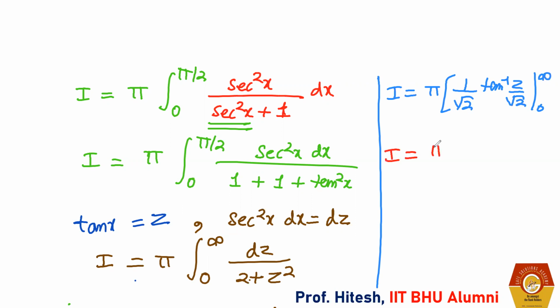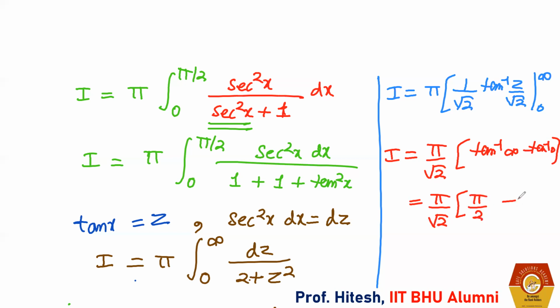So I is equal to pi upon root 2, tan inverse infinite minus tan inverse 0. So pi upon root 2, and this is pi by 2 minus tan inverse 0 is 0. So pi square upon 2 under root 2, this is the answer. Okay, so pi square upon 2 root 2 is the answer of our question.